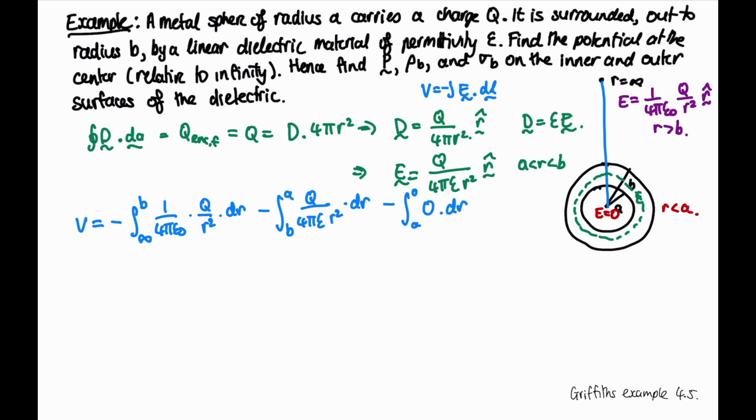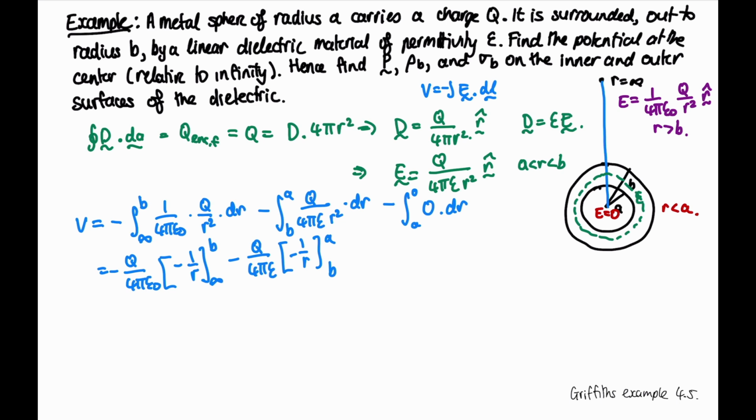Okay, so now what we need to do is do these integrals. With this one, we've got Q over 4 pi epsilon naught with our negative. When we integrate 1 on R squared, we get minus 1 on R, and that's from infinity to B. And with this next one, we've got minus Q over 4 pi epsilon. And we're also integrating 1 on R squared, and when we integrate that, again, we get minus 1 on R, and that's at B and A. And then this last part is just 0.